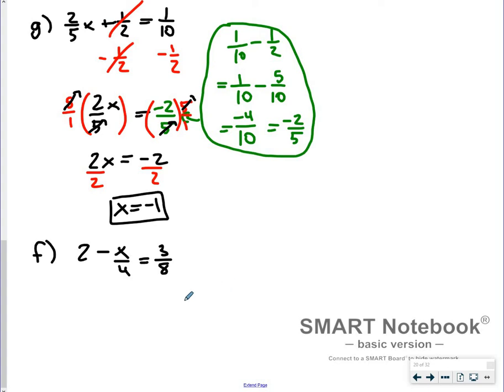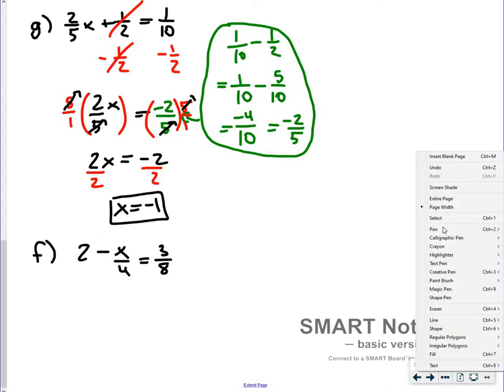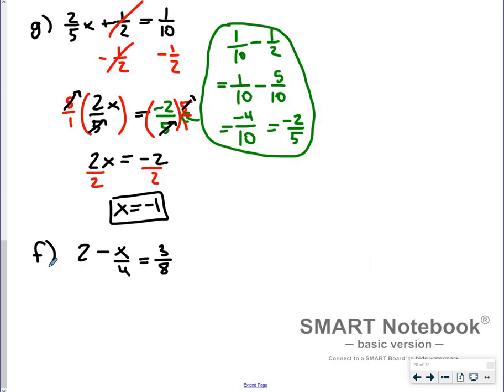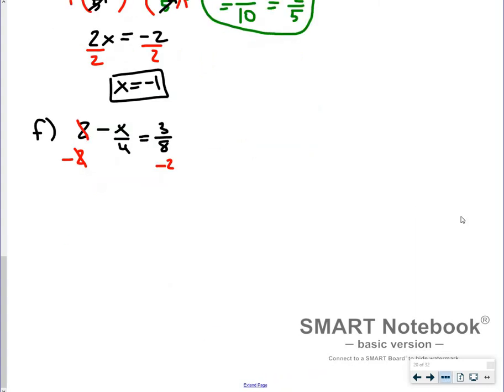I need to either bring all the letters to the left or bring all the letters to the right. Since they're already on the left side, I'll just go ahead and move the numbers to the right side. So to get rid of the 2, I'm going to subtract 2 from both sides. 2 minus itself on the left is 0. So that's just negative x over 4 remaining.